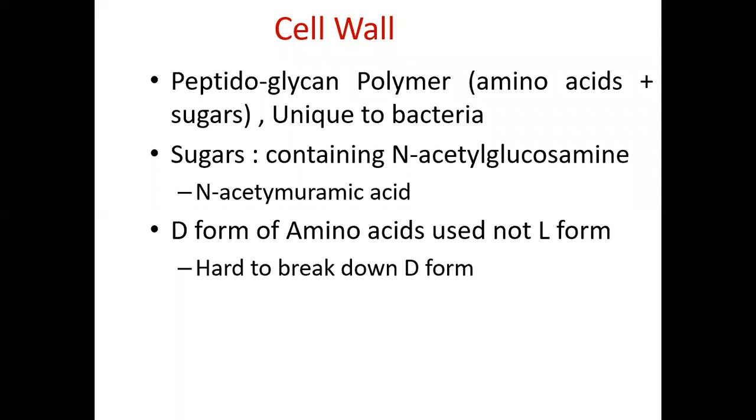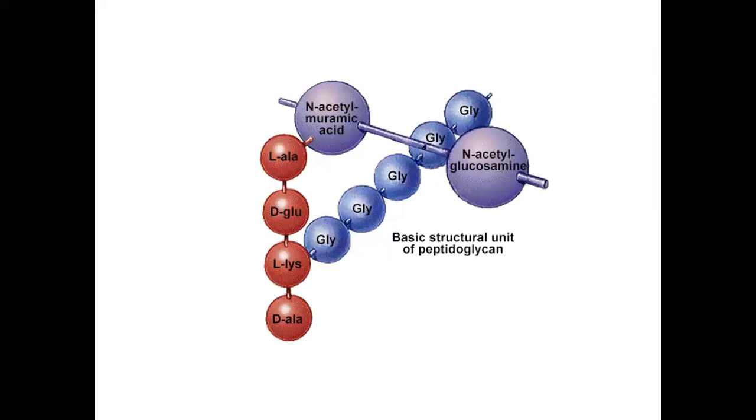The sugars are N-acetylglucosamine and N-acetylmuramic acid, and bacteria use the D form of amino acids, not the L form, which is hard to break down. So many lysozymes cannot act on it due to the presence of D-form amino acids.